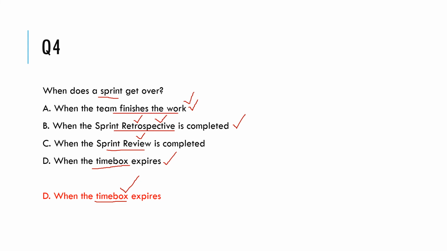So even if you have some time in your time box, but the sprint is cancelled, then the sprint gets over there itself. So who can cancel a sprint? Why does a sprint get cancelled? If you need answers to those questions, then check out the video in the description below where we talked about canceling a sprint.